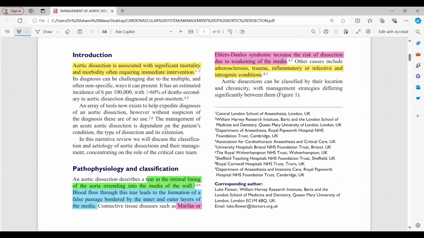So aortic dissection is associated with significant mortality and morbidity, often requiring immediate intervention. Regarding pathophysiology and classification, aortic dissection describes a tear in the intimal lining of the aorta extending into the media of the wall. The blood flows through this tear, leading to the formation of a false passage bordered by the inner and the outer layer of the media. Connective tissue diseases like Marfan and Ehlers-Danlos syndrome increase the risk of dissection due to weakening of the media. Other causes include atherosclerosis, trauma, inflammation, and infective and iatrogenic conditions.